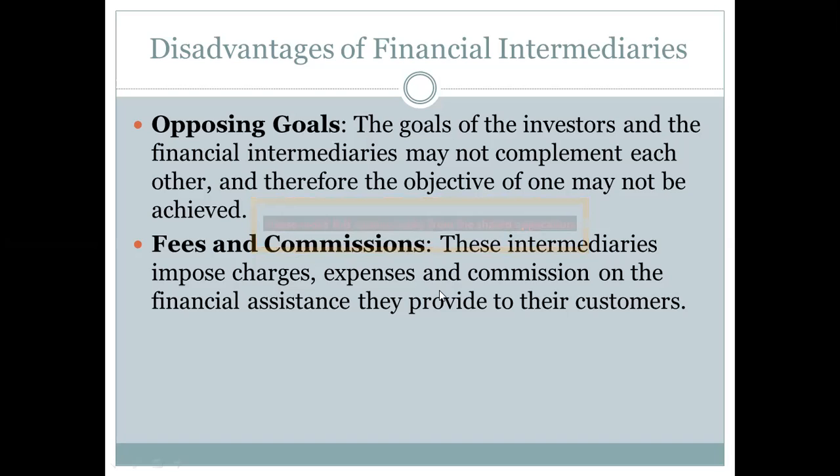Next, you have fees and commissions. These intermediaries impose charges like expenses and commission on the financial assistance they provide to their customers. For example, when banks are lending out loans, they always have a manner of fees that they charge you.